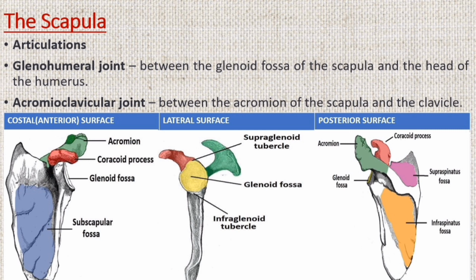The costal anterior surface of the scapula faces the ribcage. It contains a large concave depression over most of its surface, known as the subscapular fossa. The subscapularis originates from this fossa.